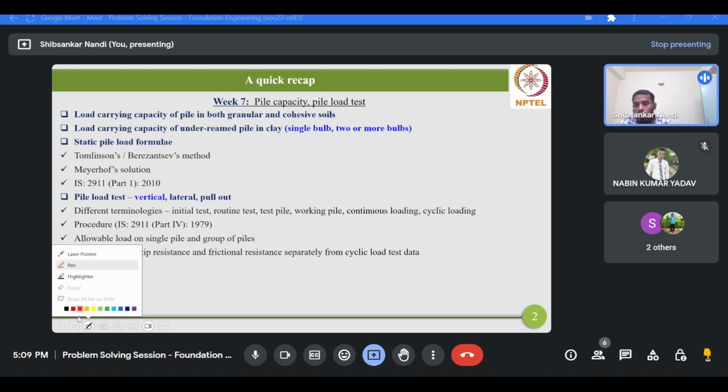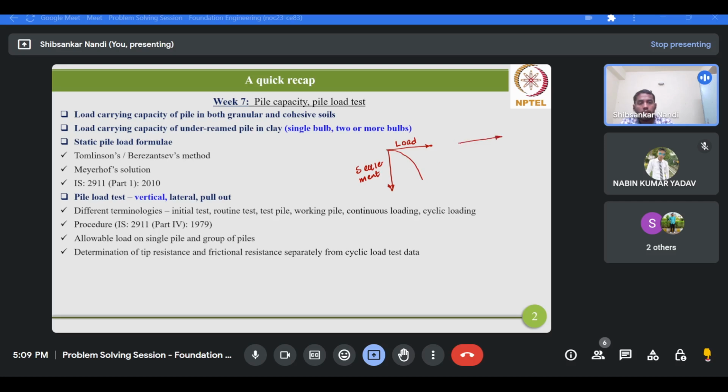If I draw the load settlement behavior of a pile under these two kinds of loading, first of all, continuous loading. So this is the load, and this is the corresponding settlement of the pile. You will observe this kind of plot for continuous loading, as the load is increased in a monotonic fashion.